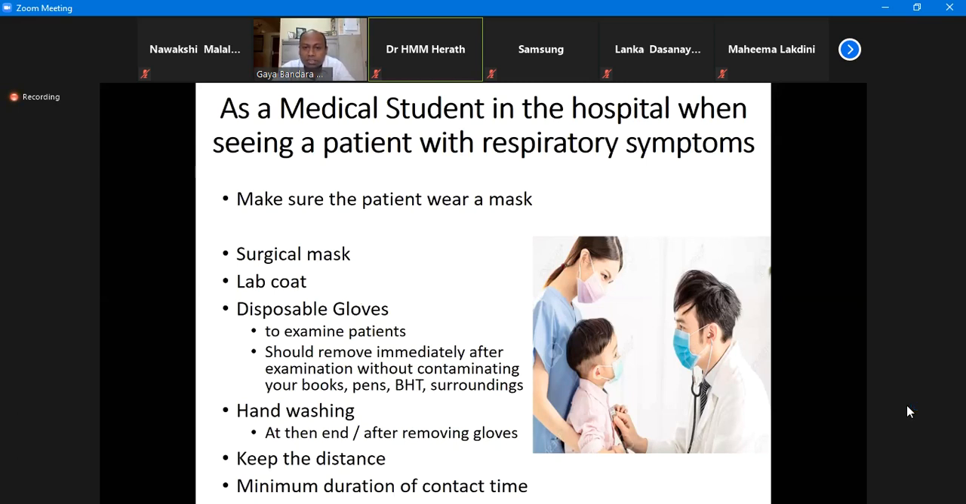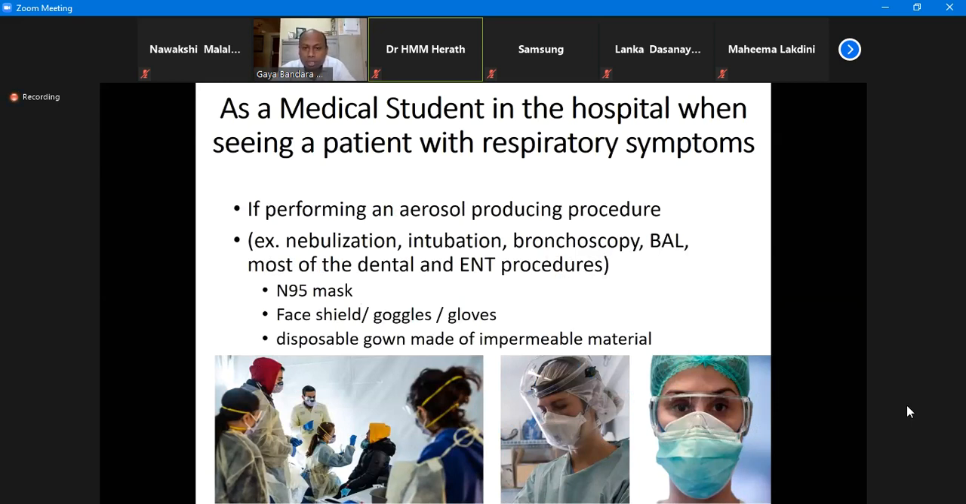And when examining these patients, always try to keep the distance and minimize the contact time as much as possible. In this group of patients, if you happen to do a procedure, and if it is an aerosol generating procedure, you must take additional precautions. These procedures, as mentioned by the other lecturers, include nebulization, intubation, bronchoscopy, or most of the dental and ENT procedures, where you have to wear a special mask called an N95 mask.